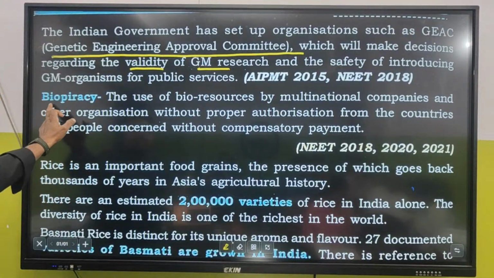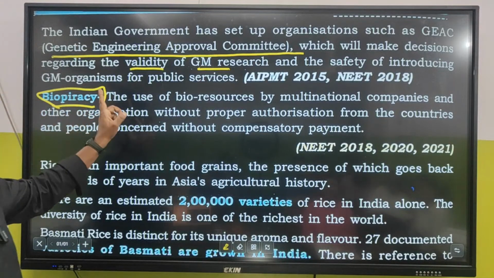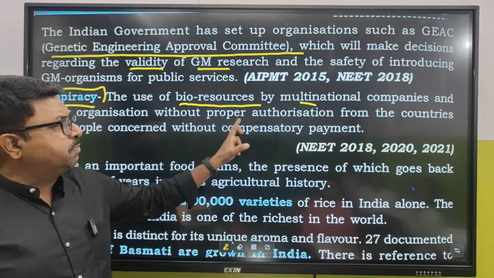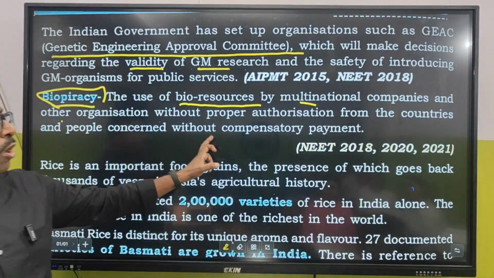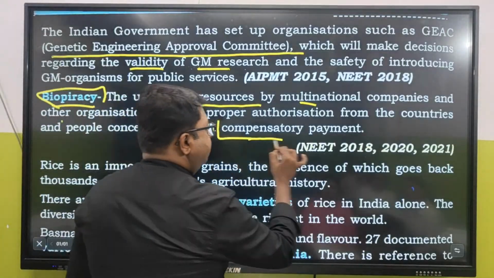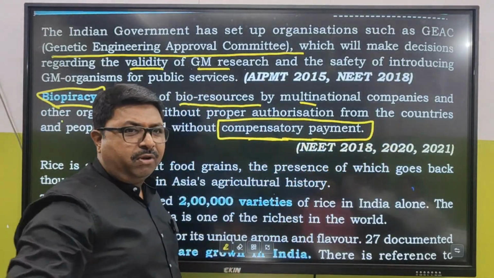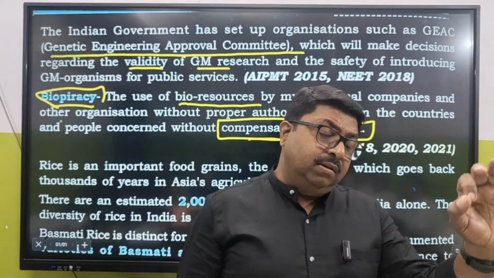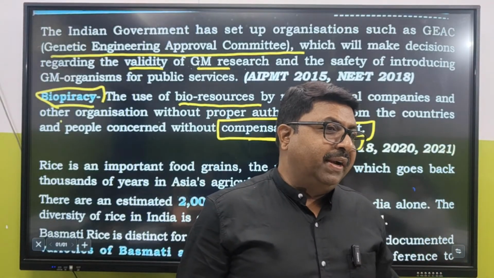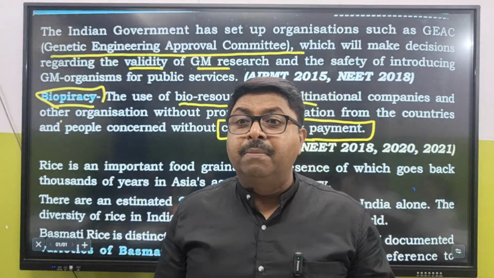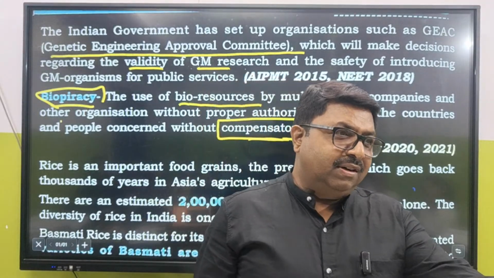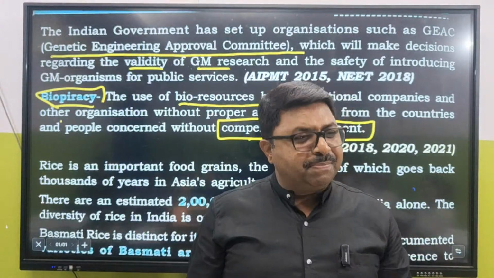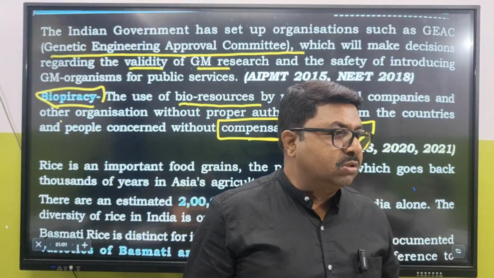What is biopiracy? Very, very important. Biopiracy is the use of bioresources by multinational companies and other organizations without proper authorization from the countries and people concerned, and without compensatory payment. Say Aditya has made some formula. I, from an American company, take the formula from him saying you will get paid, and then I never return to India. This is biopiracy. I never gave him any compensation or payment for the patent. Did you understand?